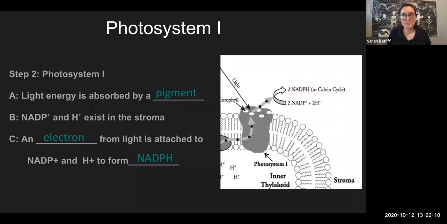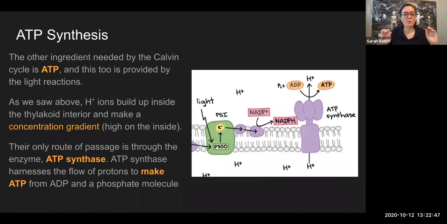Photosystem 1 summary. Light energy, we're adding more light again, is absorbed by a pigment. That NADP+ and H+ from the stroma are going to smush together with an electron to form NADPH. Lots of letters, I know, I apologize, but it's much easier than saying the entire molecule and trying to remember that. So just know if there's an H on the end, and there's no plus, it's going to be an electron carrier.